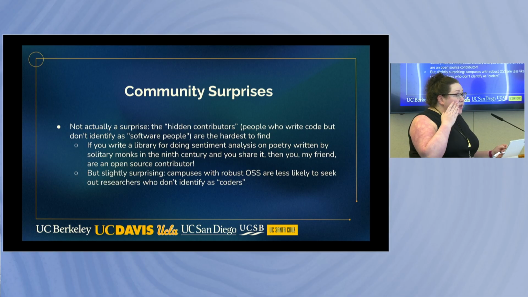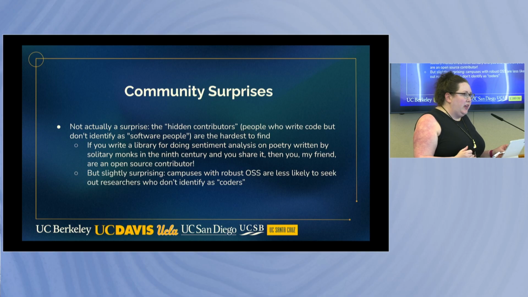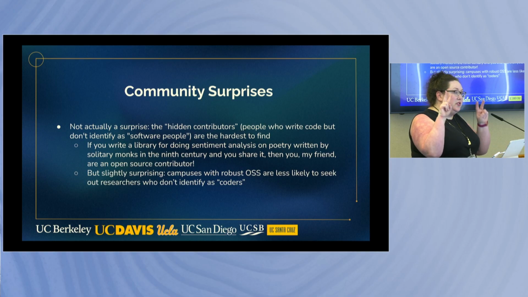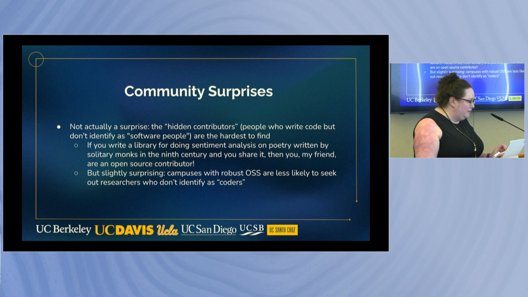And then what was surprising about that, though, is that campuses that have a really robust, really strong open source presence already are sort of the least likely to be looking for those hidden contributors, because their numbers are already higher, relatively speaking, than other campuses' numbers. And so those contributors are even more hidden on the campuses that are the strongest in open source. So that's an interesting kind of dichotomy.